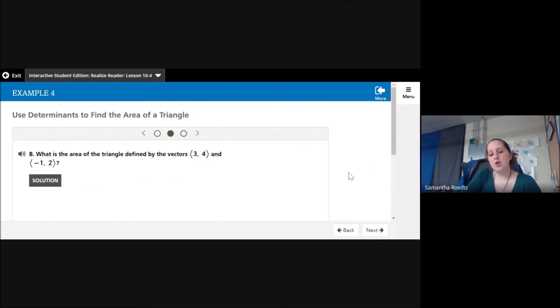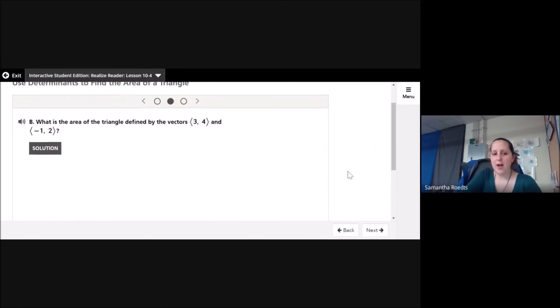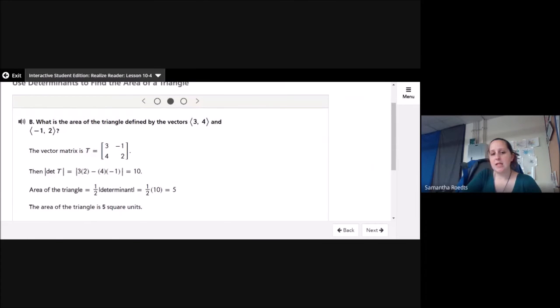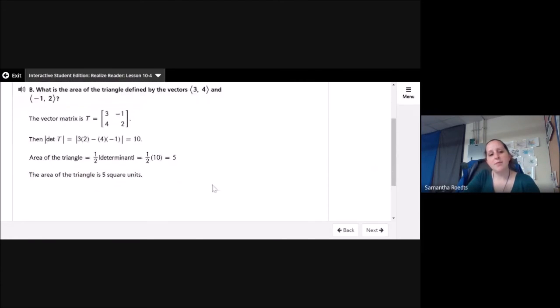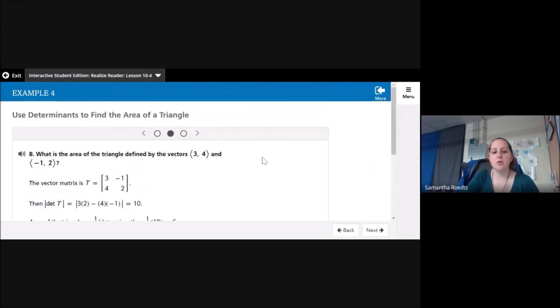So what is the area of the triangle defined by the vectors 3, 4, and -1, 2? Vector matrix is T equals 3, -1, 4, 2. Again, my X values are in my top row, and in my bottom row are my Y values. The absolute value of the determinant of T equals 3 times 2 minus 4 times -1, which gives me 10. The area of the triangle is 1/2 times the absolute value of the determinant, so 1/2 times 10 equals 5. So the area of the triangle is 5 square units.